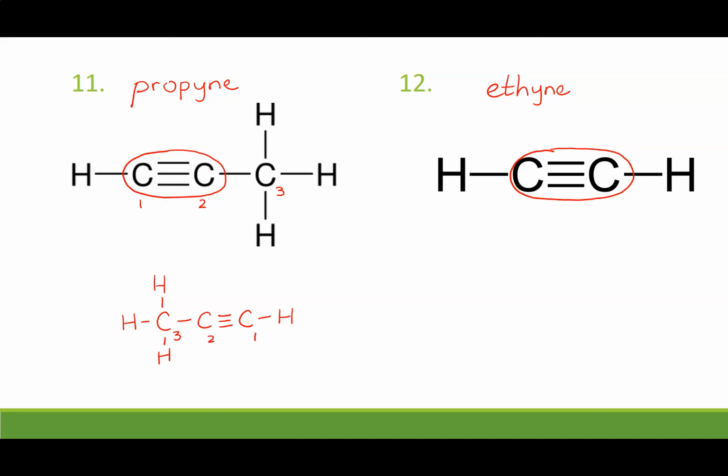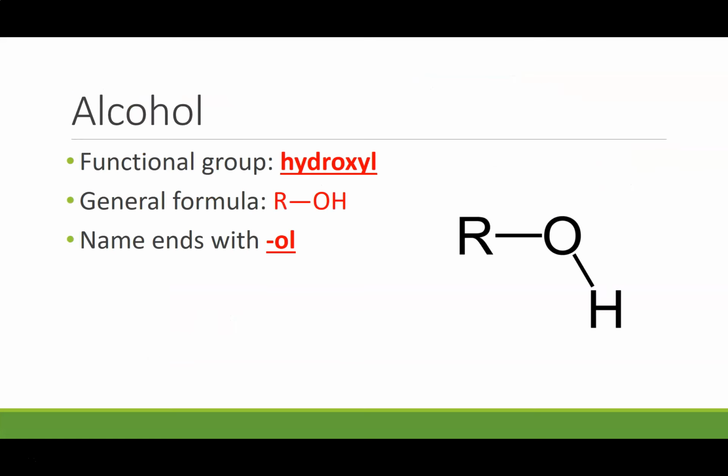Now let's get into some functional groups that are not hydrocarbons. The first one is the hydroxyl group, OH. A compound that has a hydroxyl group is classified as an alcohol. An alcohol has the general formula ROH. R is a hydrocarbon chain, and the name of an alcohol ends with the suffix -ol.